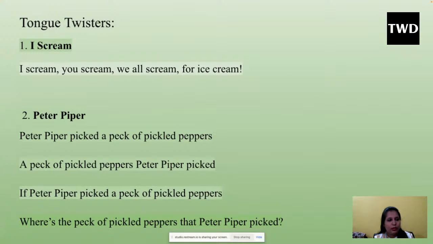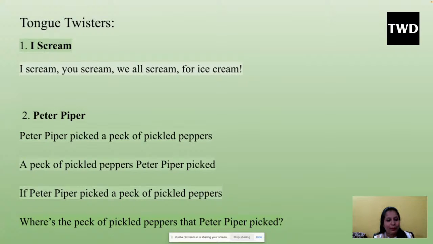Okay, so the first tongue twister is ice cream. I scream, you scream, we all scream for ice cream. Then Peter Piper. Peter Piper picked a peck of pickled peppers. A peck of pickled peppers Peter Piper picked. If Peter Piper picked a peck of pickled peppers, where's the peck of pickled peppers that Peter Piper picked? Can you see here? All the ed words are so good to improve for those who have a harsh d at the end of the ed words. So that's why it is very important. Keep reading it. In a day, you should read each tongue twister at least 2 to 3 times.